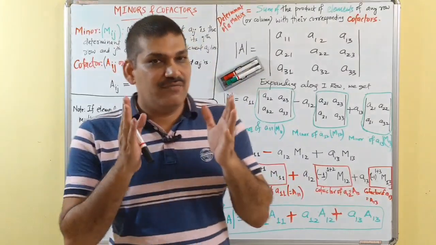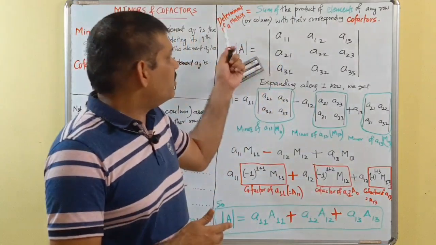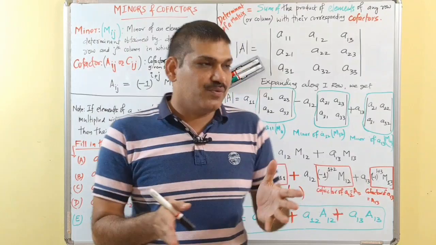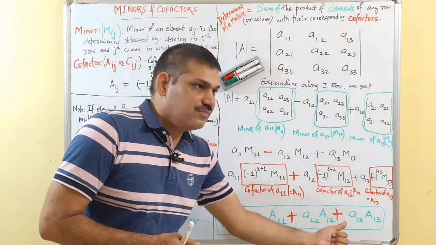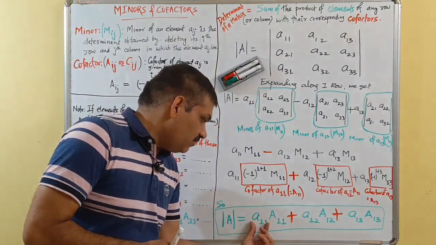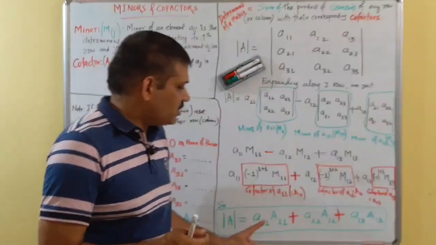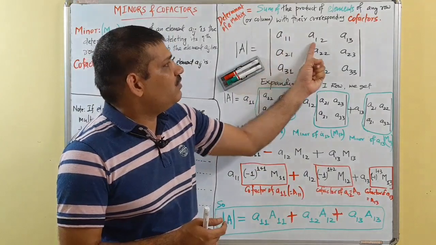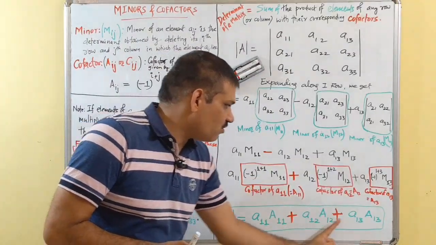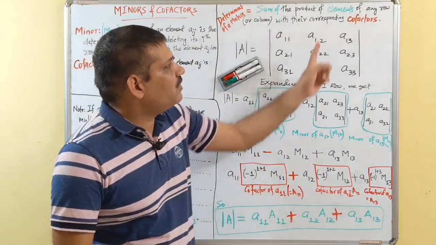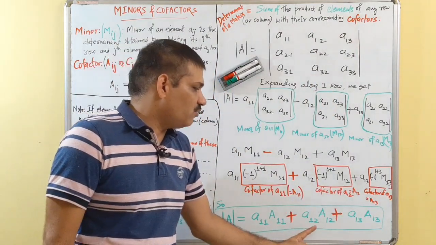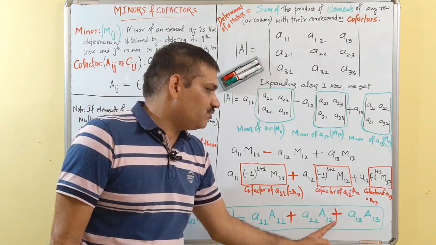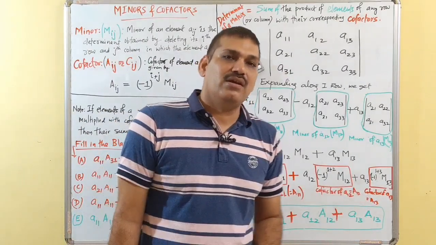See, when we try to evaluate the determinant of a matrix, we get the sum of the elements of a row. Suppose I choose the first row, A11, A12, A13. Elements of the first row are multiplied with their corresponding cofactors. The cofactor of A11 is capital A11, the cofactor of A12 is capital A12, and of A13 is capital A13.